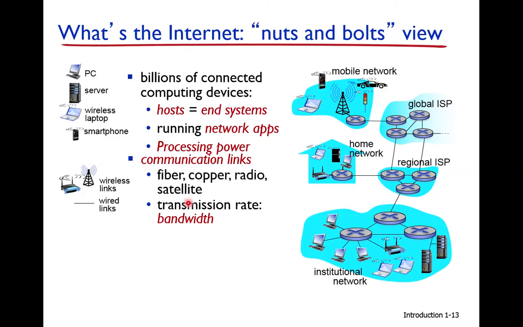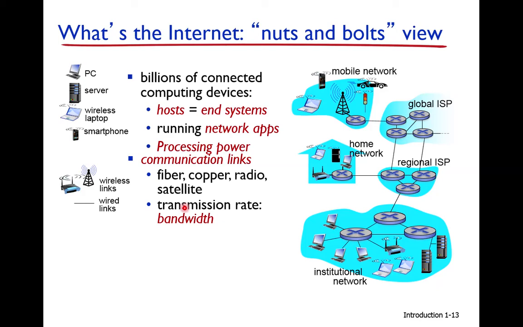Each of these links has a transmission rate, and this transmission rate is called bandwidth, that is, how much data can be transmitted in 1 second. Each link has its own transmission rate. Some have higher bandwidth, some have lower bandwidth. Some can support a higher data rate, some can support a low transmission rate.